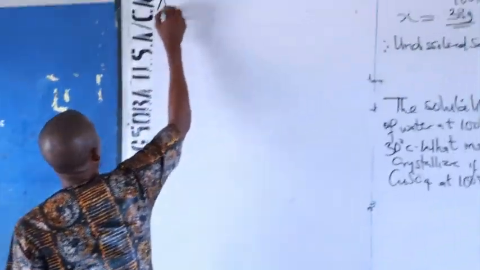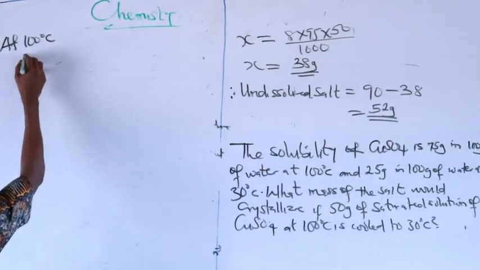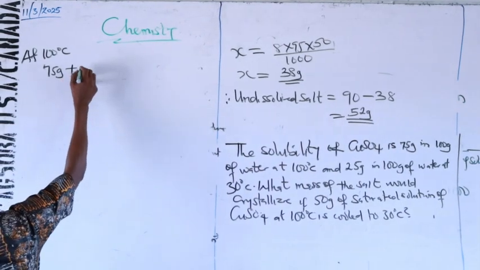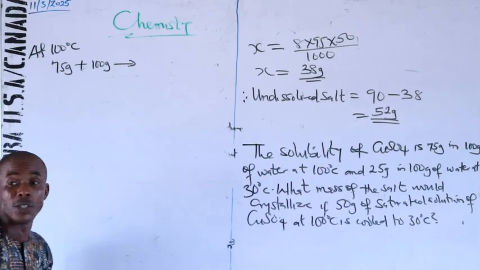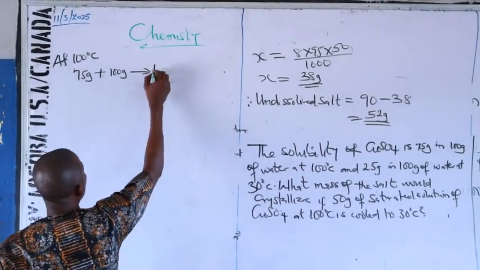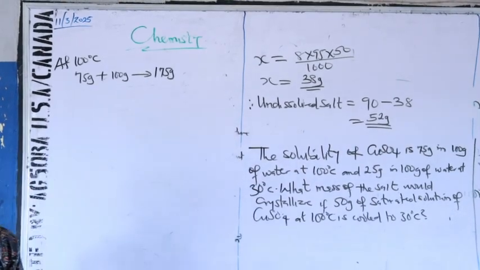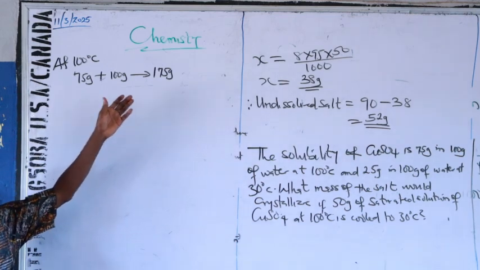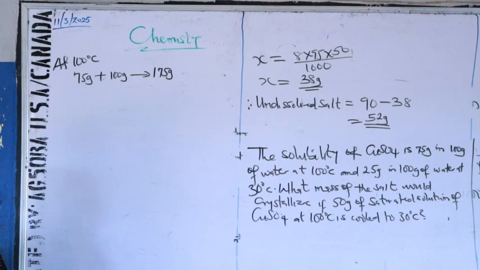At 100 degrees centigrade, we are having 75 grams of the solute added to 100 grams of the solvent to give us what? 175 grams of the solution. The mass of solution will be the masses of the solute and the solvent. Are we together?